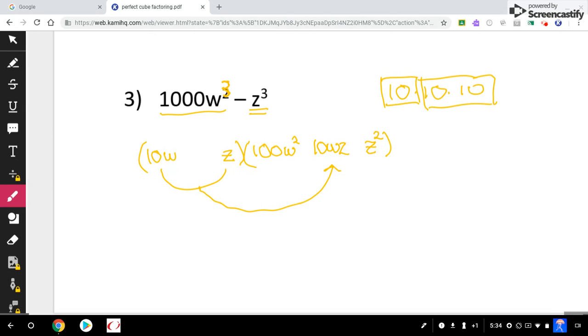10WZ. SOAP stands for same, as in the same sign that was in the original problem. O for opposite. Go opposite of that. Add please, or always positive. And that is all she wrote.